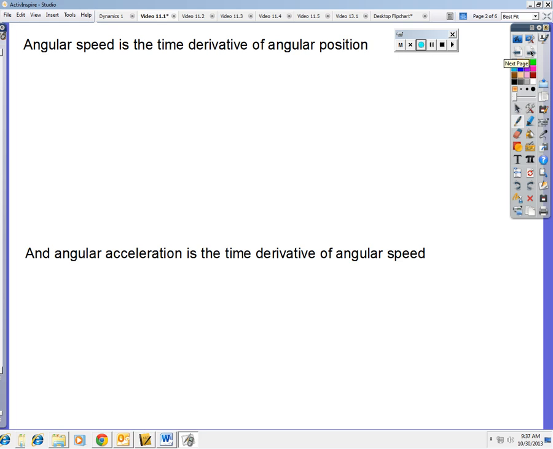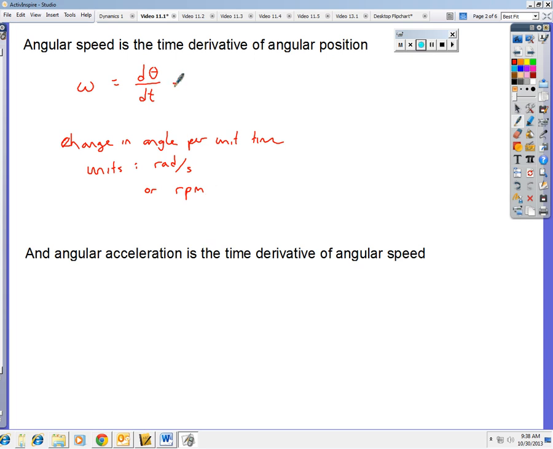Now the next thing we need to define is angular speed, which will be given by the Greek letter lowercase omega. And it's defined to be the derivative of the angular position. And it's essentially the change in the angle per unit time. It has units of radians per second or rotations per minute, RPM. And you'll need to be able to convert between radians per second and RPM.